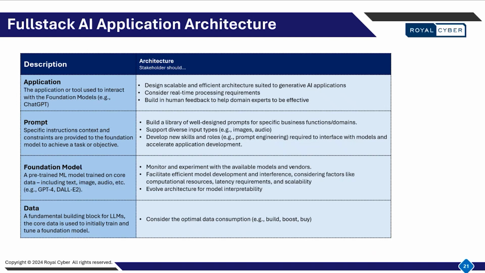Next one is prompt. The prompt is the set of specific instructions, context, and constraints provided to the foundation model to achieve a particular task or objective. Building a library of well-designed prompts tailored to specific business functions or domains can significantly enhance the effectiveness of the AI. It is also important to support diverse input types such as images, audio, or text, allowing the model to handle various forms of data and tasks. As the use of AI models becomes more widespread, new skills and roles such as prompt engineering will emerge. These roles will be critical for efficiently interacting with models and accelerating the development of AI applications.